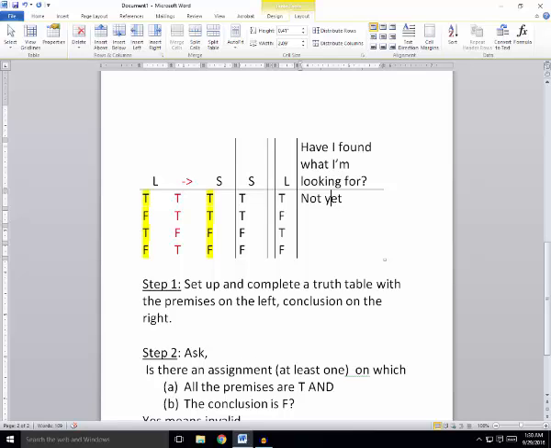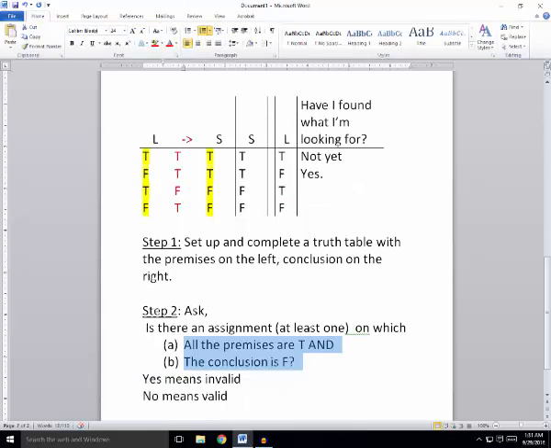So we continue looking, and on the second assignment, we find that both premises are true, and at the same time, on that assignment, the conclusion is false. Now, that was what I'm looking for, an assignment where all the premises, in this case 2, are true, and the conclusion is false. So that means that the argument is invalid.